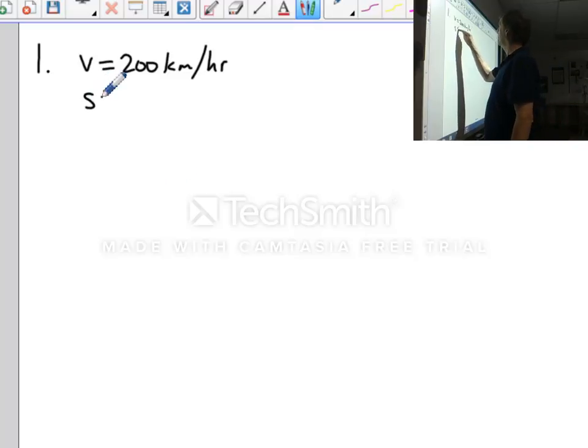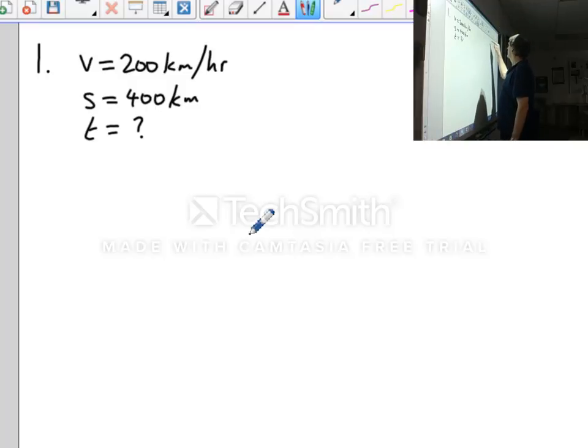So the displacement there is 400 kilometres. And how long means how long in time. So what's the time there? And don't forget what we're doing here is using V equals S divided by T, or in a triangle form, we're using it like that.